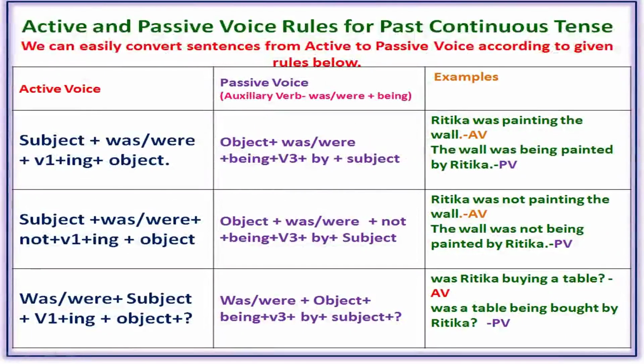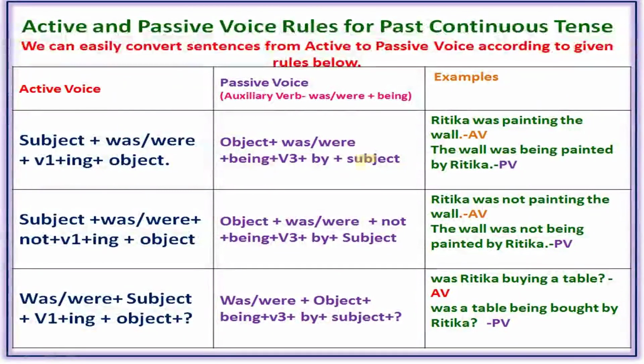Past continuous. It is also the same as present continuous, but only the V forms are changing. The past tense V form we need to use here. So here see, this is the active formula: subject plus was or were plus V1 plus ing plus object. And the example is: Ritika was painting the wall. So here Ritika is the subject, painting is the verb, and the wall is the object.